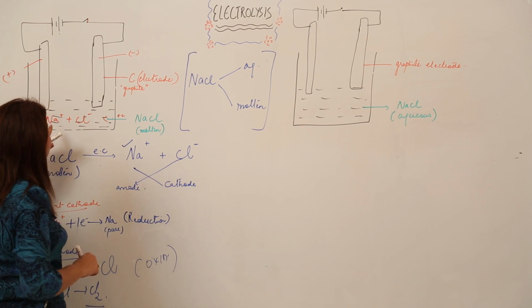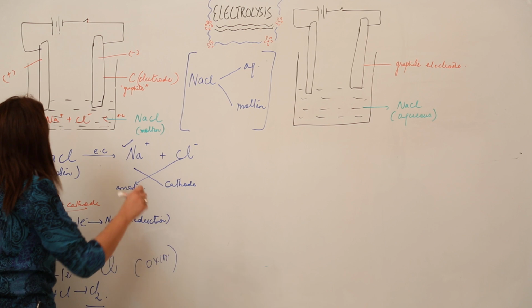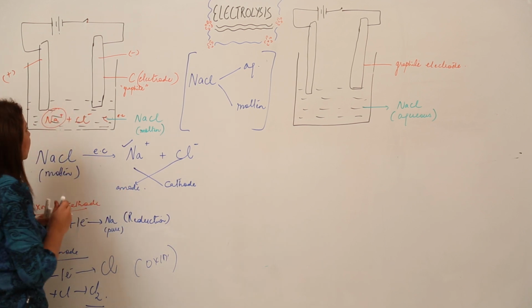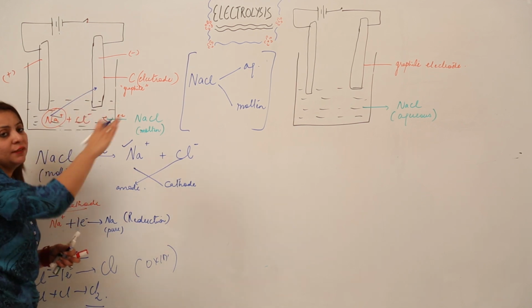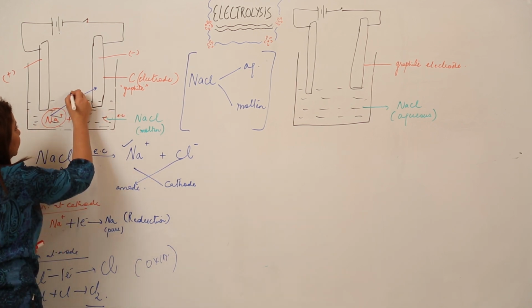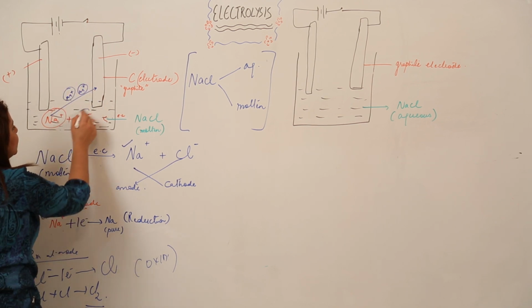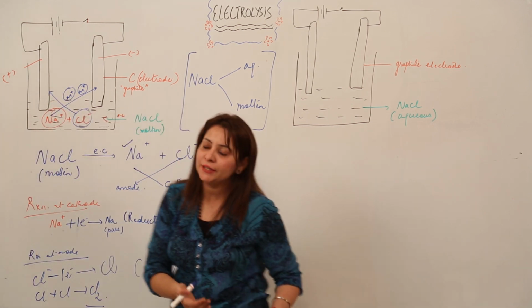Out of these, which ion will move to the cathode and which ion will move to the anode? See, Na is a positively charged ion, so obviously it will go to the cathode. So all Na positive ions will rush towards the cathode. I'll show it with my fingers. And the Cl negative ions will rush to the anode. They will move to the oppositely charged electrode.